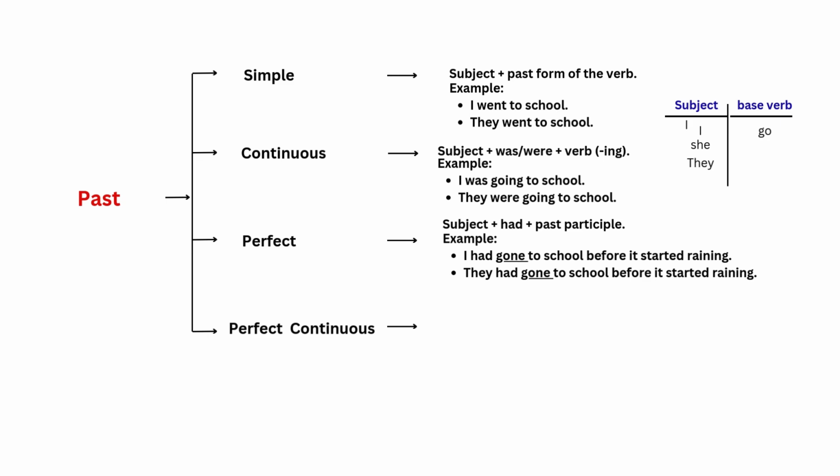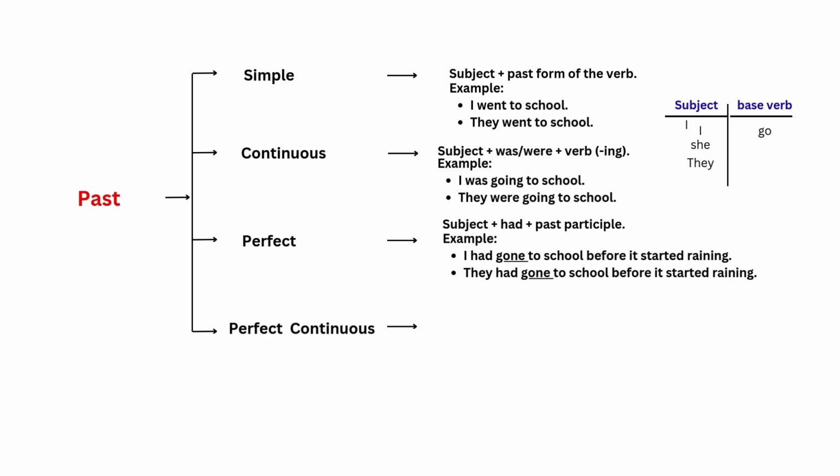Here, I is the subject. Had is the auxiliary helping verb. Gone is the past participle of the verb go. To school is the object. Before is a conjunction that links the two actions and shows the sequence in which they happened. It started raining is another action in the past, expressed in the simple past tense, that happened after the first action.